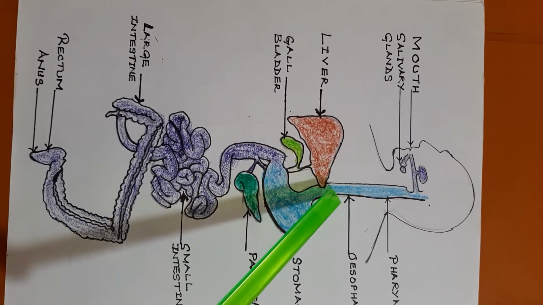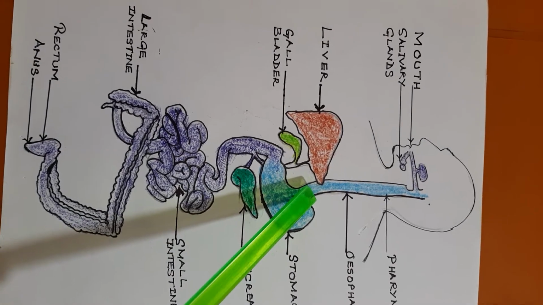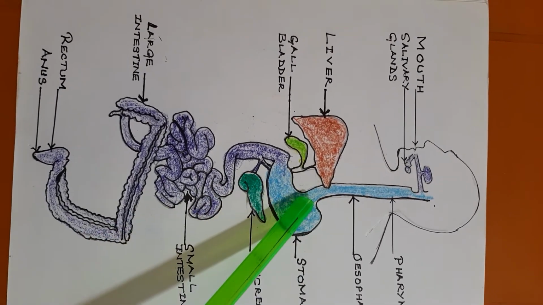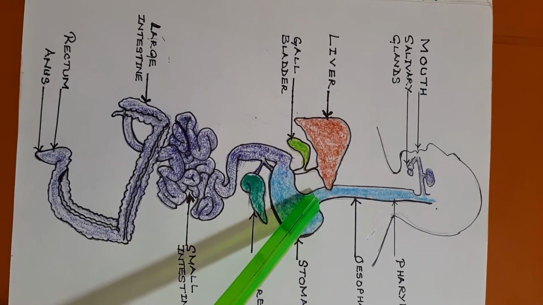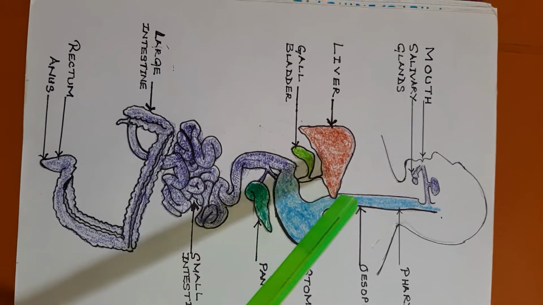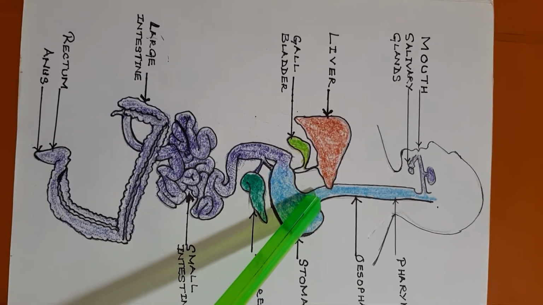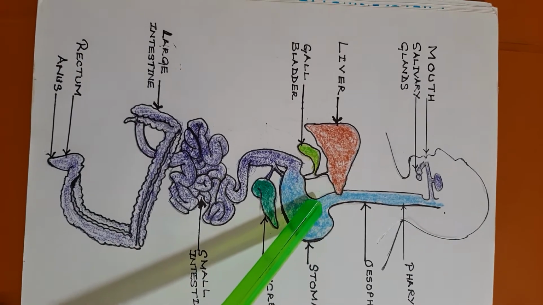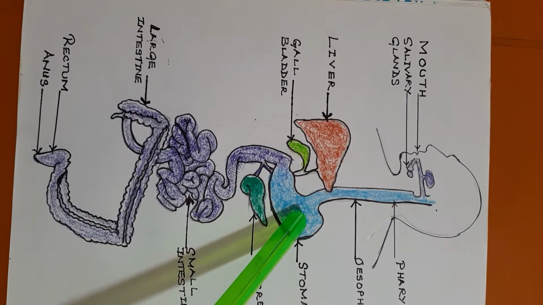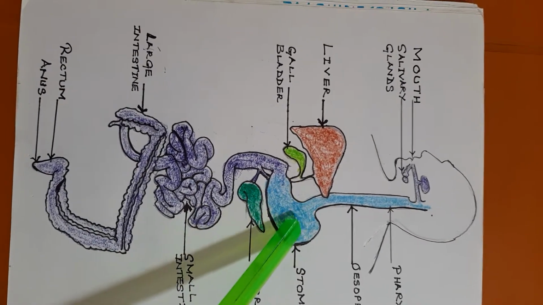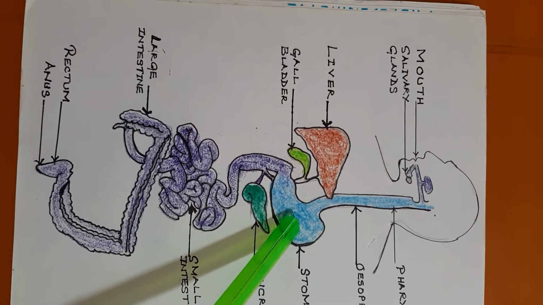Now as it reaches the end of the esophagus, the stomach, at the front of the stomach there is a valve known as the cardiac sphincter. The sphincter has a ring of muscles. As the food reaches here, the sphincter valve opens and the food enters the stomach. Here the food undergoes a lot of churning because it has secretions.